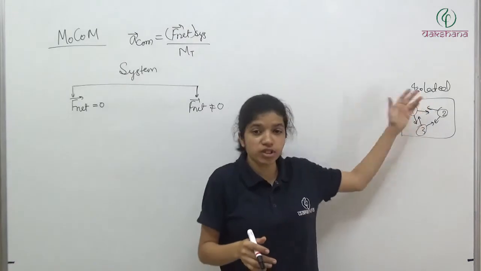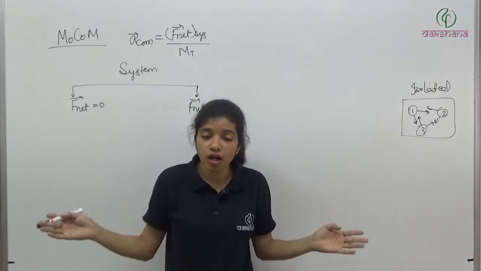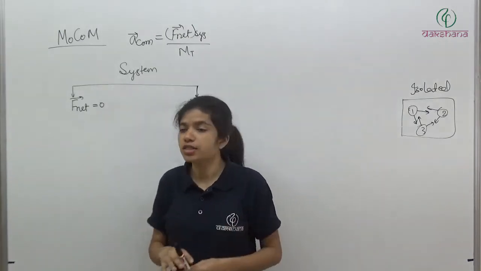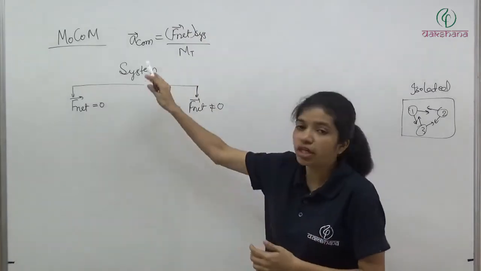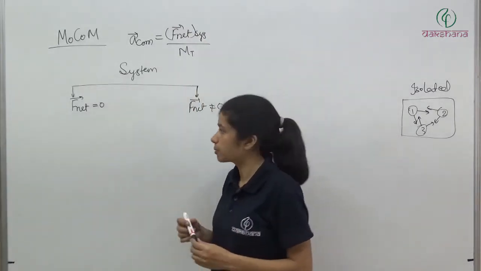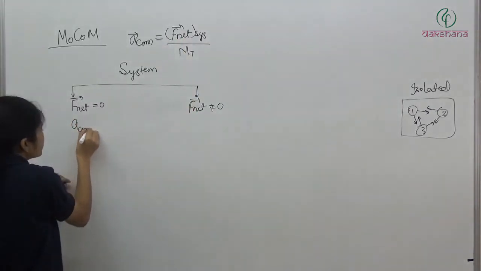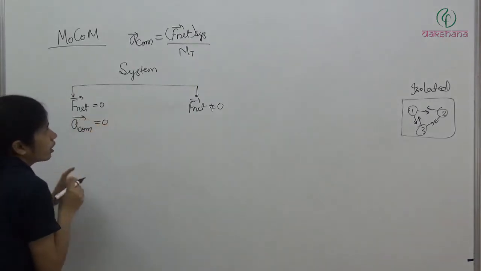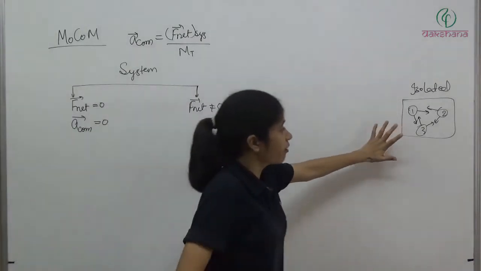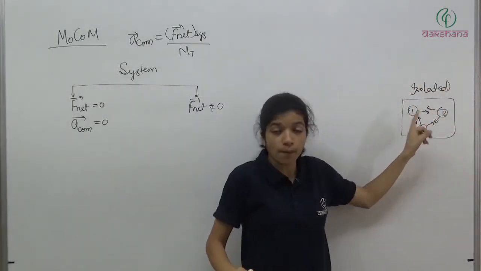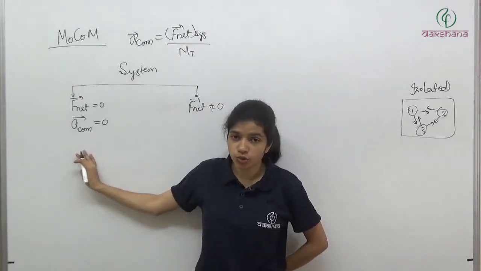Whatever system you are taking, if you are taking one particle system or two particle system or n numbers of particles or infinite particle system, then the net force on that system divided by total mass will give us the acceleration of center of mass. So if we have net force equal to 0, it means acceleration of center of mass is going to be 0. If net force on the complete system is 0, there are forces, but net force on this system is 0, then what will we get? Acceleration of center of mass is going to be 0.